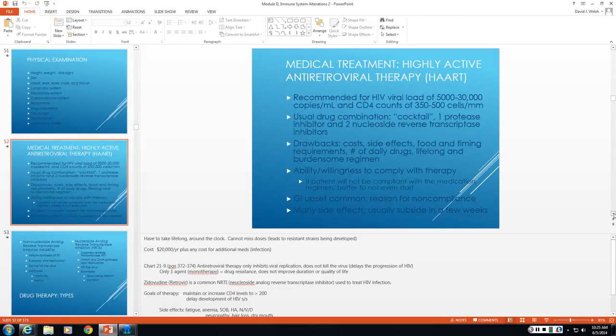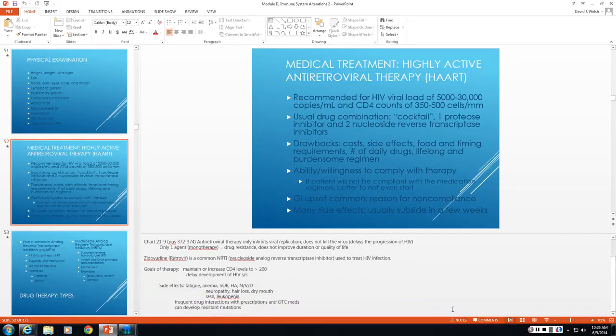Some medications that you're going to see with this are going to be your Retrovir, which is your most common nucleoside reverse transcriptase inhibitor used to treat HIV infection. Some common side effects you're going to see with this are going to be your GI upset, fatigue, anemia, shortness of breath, headache, nausea and vomiting. A lot of times you're going to see people that because of the GI upset is the reason that they don't take the medications.